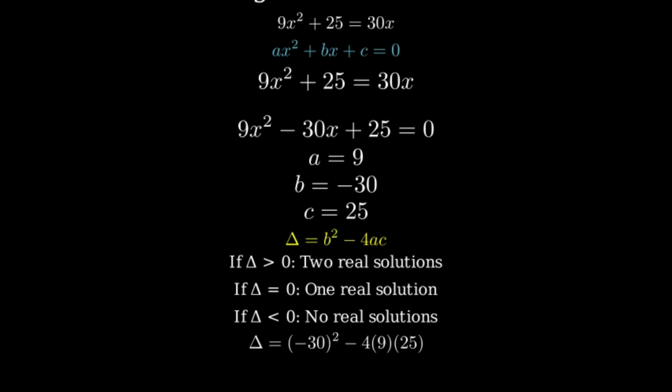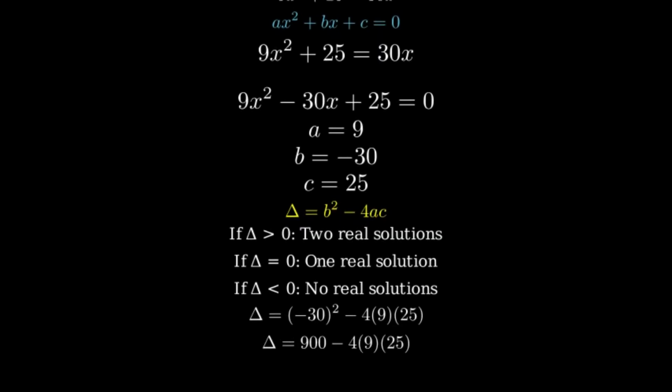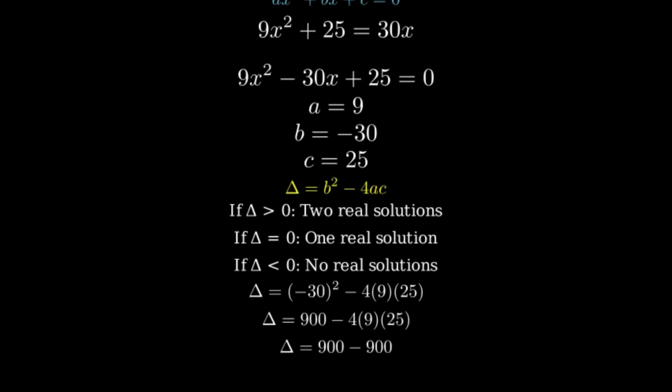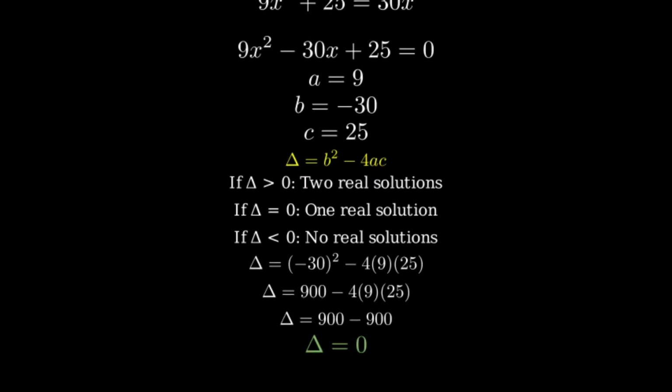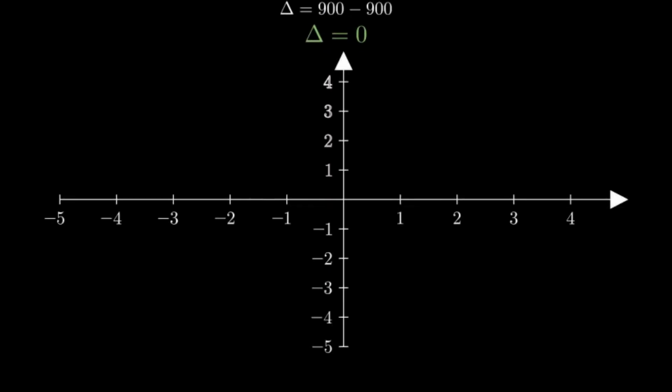Now let's solve this step by step. First, (−30)² is 900. 4 × 9 × 25 is 900. So 900 − 900 equals 0. Since our discriminant equals 0, this tells us that our quadratic equation has exactly one real solution. This makes sense because when we graph this equation, the parabola will touch the x-axis at exactly 1 point.